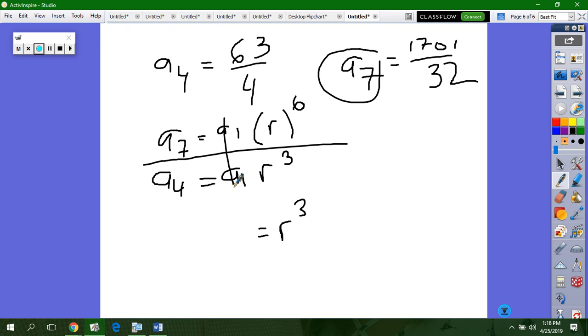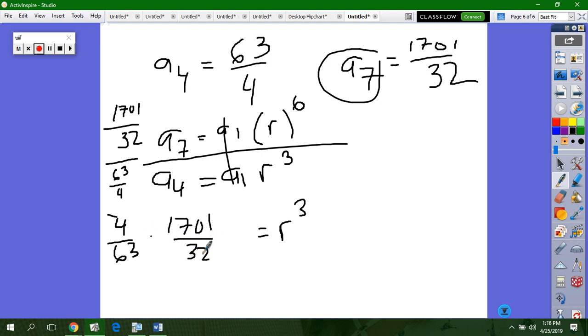Anyway, a sub 7 is 1701 divided by 32. Divided by 63/4. Okay? Now, how do I go ahead and divide when there's two fractions? We times by their reciprocals. So I get 4/63 times 1701 divided by 32. I know that 4 and 32 go into each other. That's 1/8. Can somebody in their calculator go 1701 divided by 63, please? It was perfect. It's 27. So there's a 27. So r cubed is 27/8.